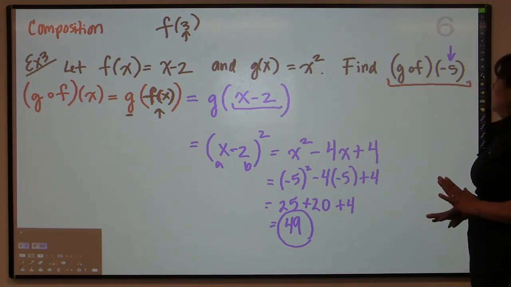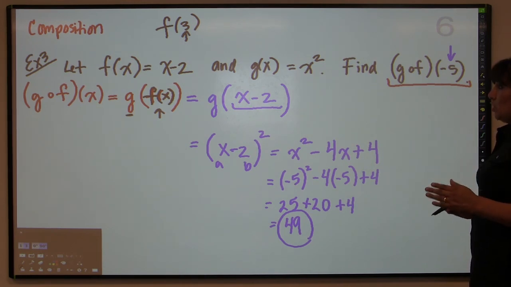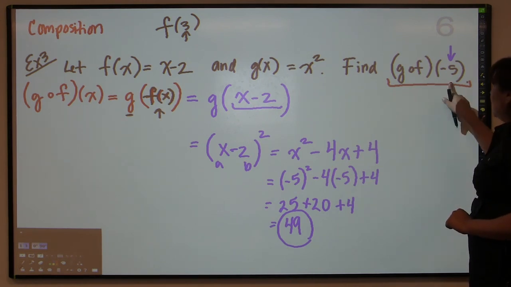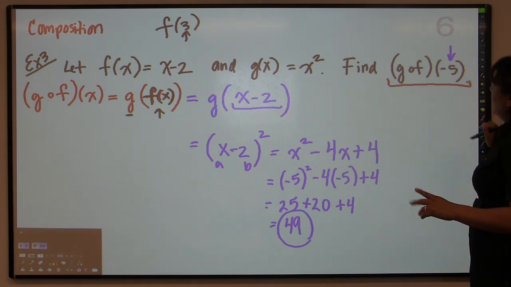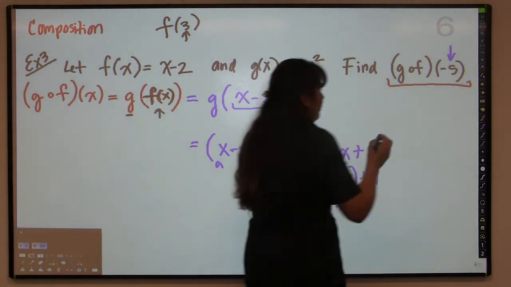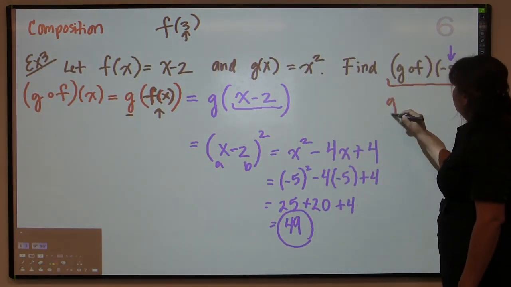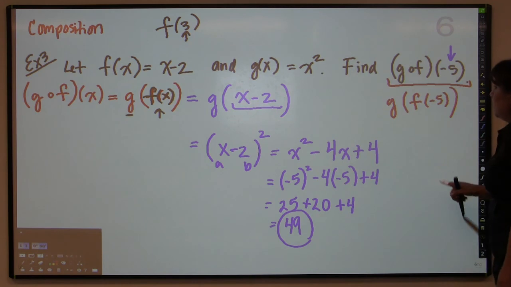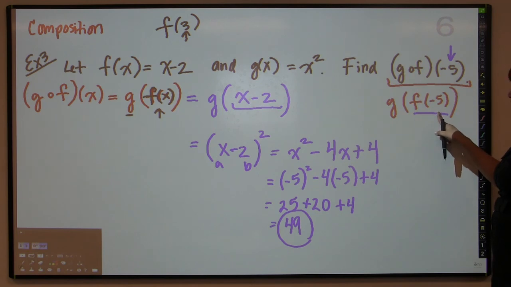Okay? Now, there is another way that you can do this, but I do need to remind you that at some point you are going to have to be comfortable with doing it this way. But because they gave you this negative 5, you could have shortcutted here by saying what they're really asking for. What they're really saying here is g of f of negative 5. So what you could have done is ask, what is f of negative 5?